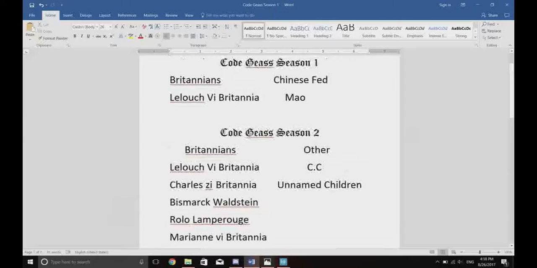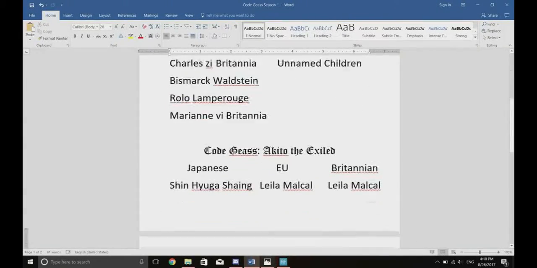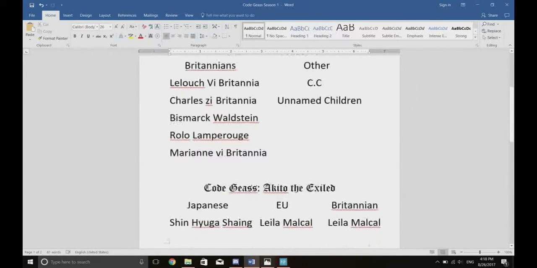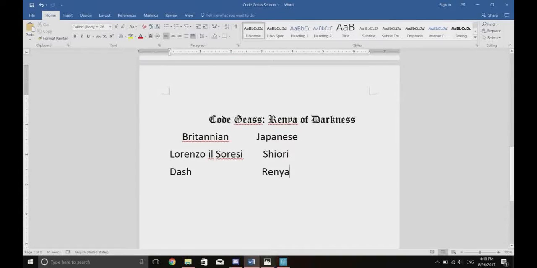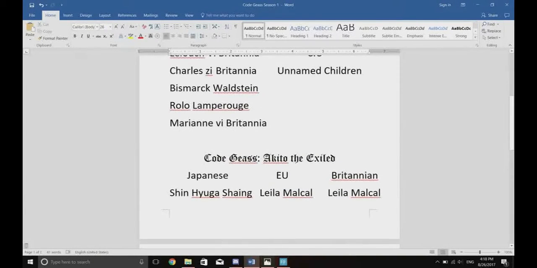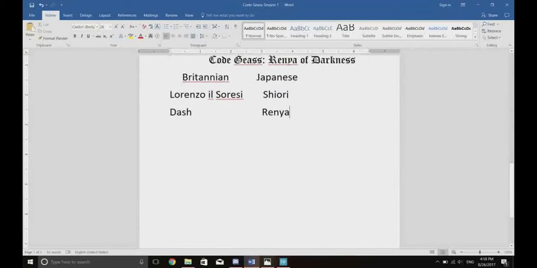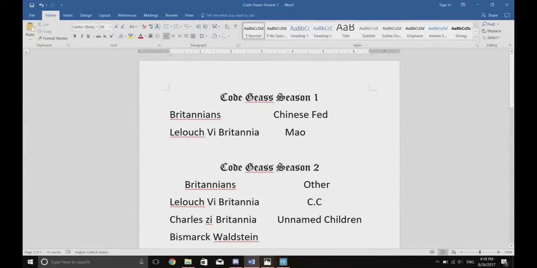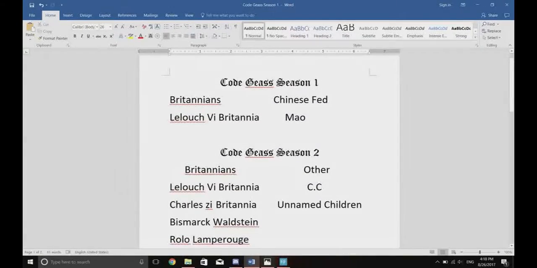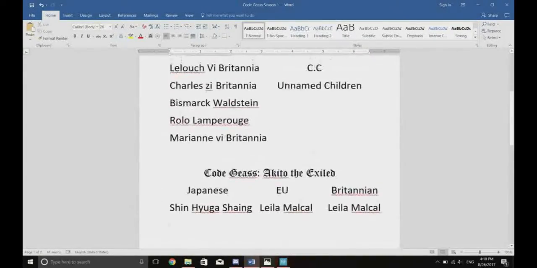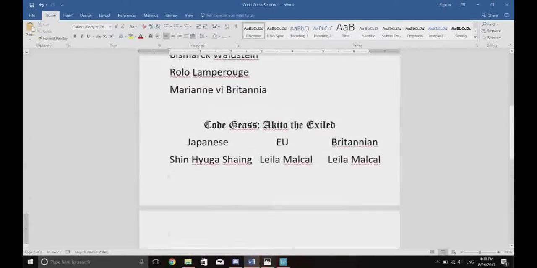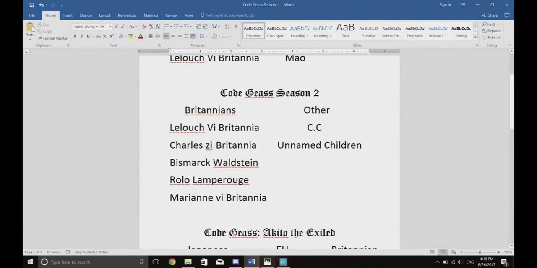If you look at the list, the majority of the Geass users are Britannians. We have 1, 2, 3, 4, 5, 6, 7, and I guess half because of Liv. 7.5 for Britannians, and for the EU we have just half. For the Chinese Federation we have just 1, for Japanese we have 3, and for the others we have just 2.